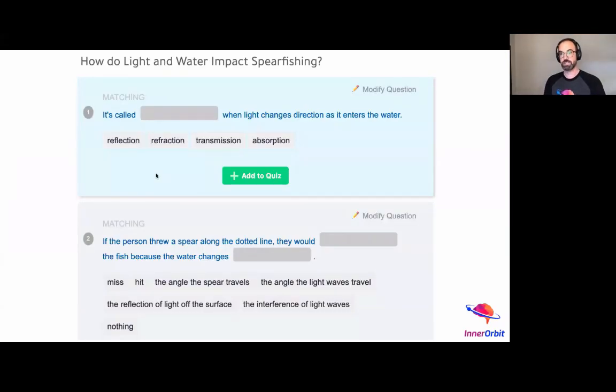So our first couple questions in a cluster of questions revolve around background knowledge. And these are DCI only questions. So it's called blank when light changes direction as it enters the water. Do you know what refraction is? Yes or no?